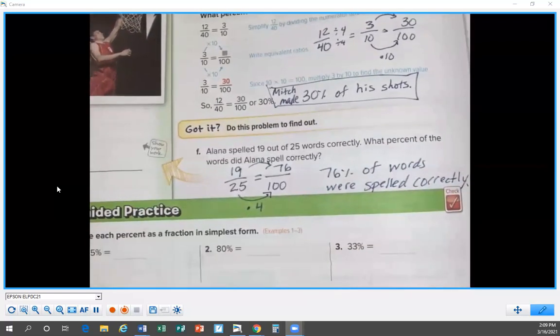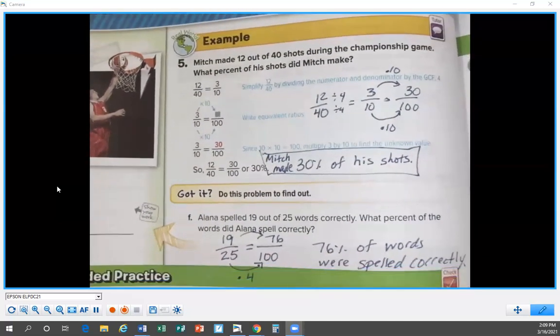Okay, and that is chapter 2, lesson 2, fractions and percents.